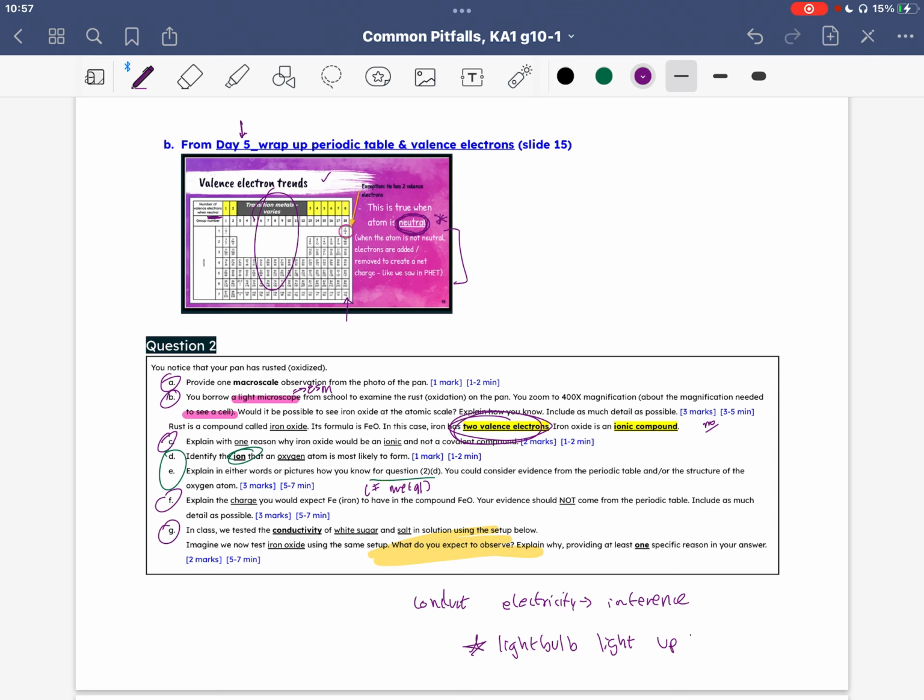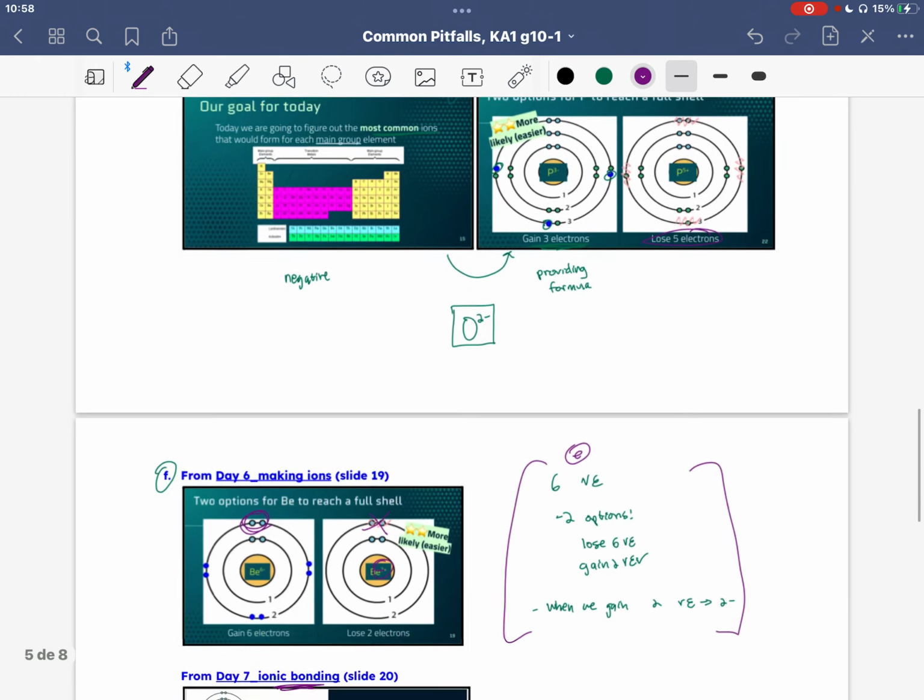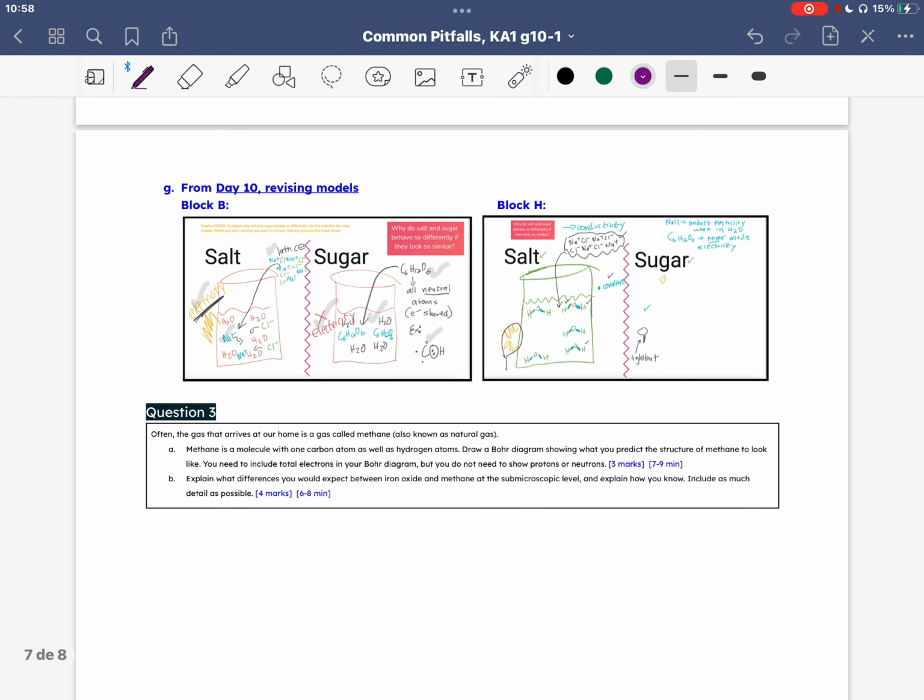Some people tried to talk about iron being metallic. I'm not sure where that was coming from because we didn't study metallic bonding at all. We did study ionic compounds, and in day 10, we worked on explaining why ionic compounds conduct electricity. So you drew this model as well. We related what we did on day 10 with salt being ionic, sugar being covalent, and then we did some work that day explaining how the ions can split up in an ionic compound, and that's what conducts electricity.